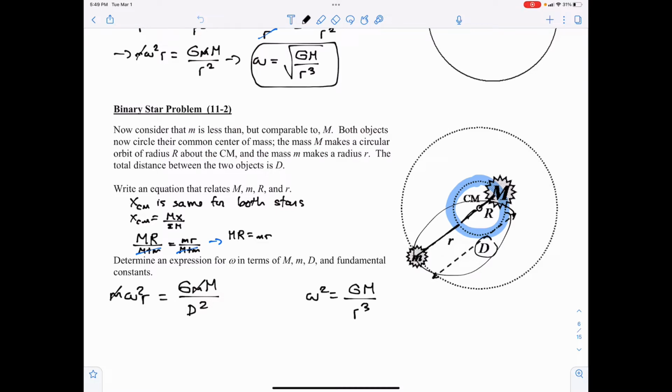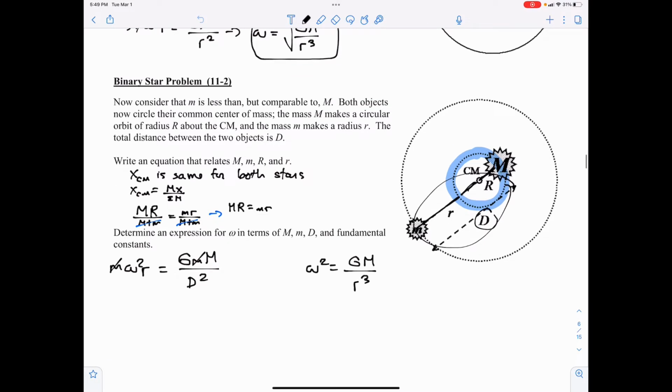Okay, so now let's solve for omega. Well, solve for omega squared first. We have to divide by the radius. And so we get omega squared is equal to GM over d squared, but then you're dividing by r, so dividing by r.